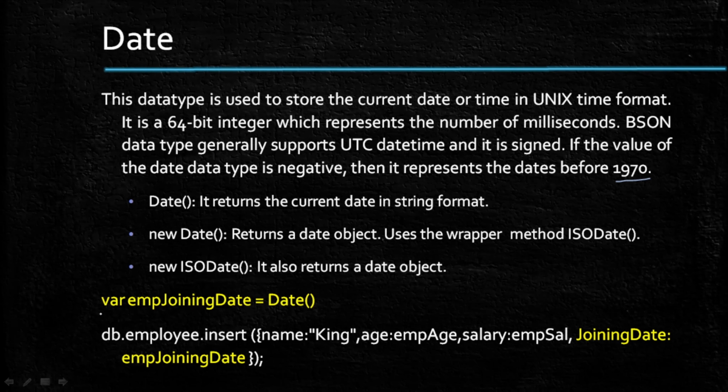Now we will see this example. I have created one variable and assigned the current date. I have used the same variable in my document. You can see employee joining date. So in this example, joining date will be assigned the current date of the system. The same document I will insert into the employee collection.